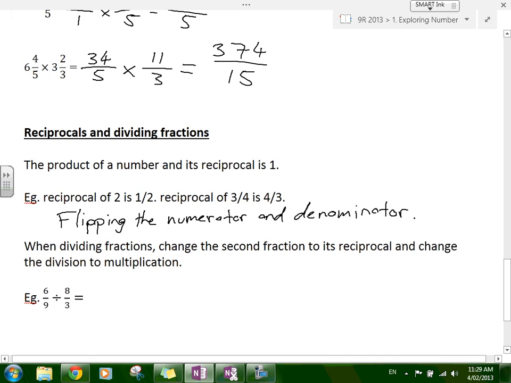So that links in with dividing fractions. Shami, what do you do when you divide fractions? Okay, let's just listen. Find the reciprocal of the second fraction, and you change the division to a multiplication. So you're just flipping the second one over and changing it to multiplication.